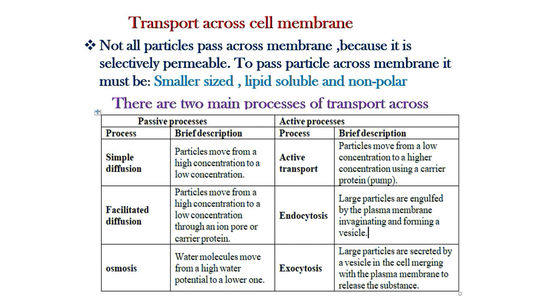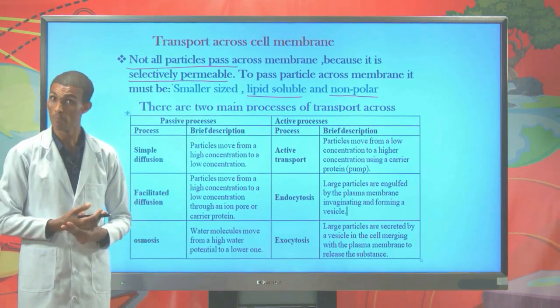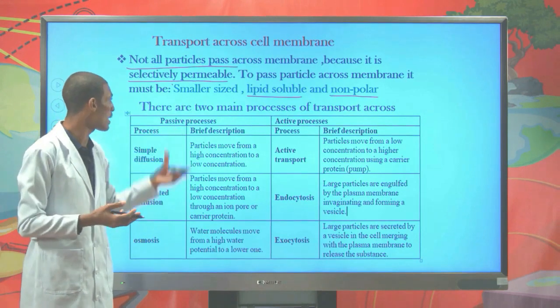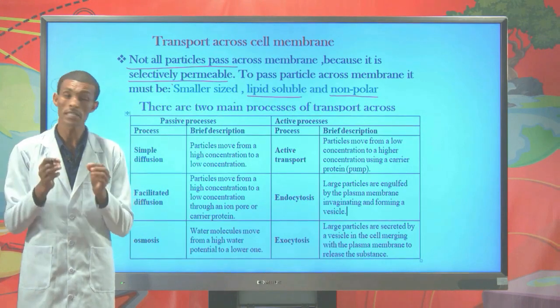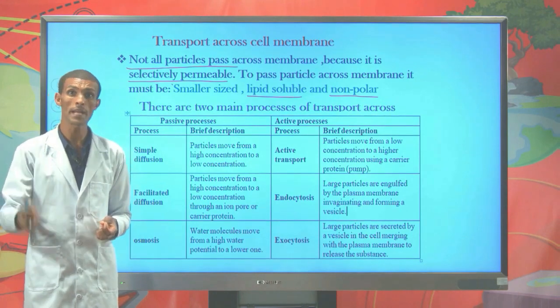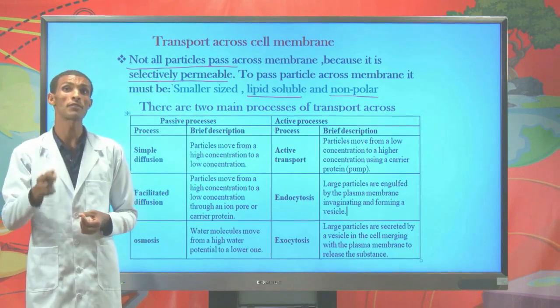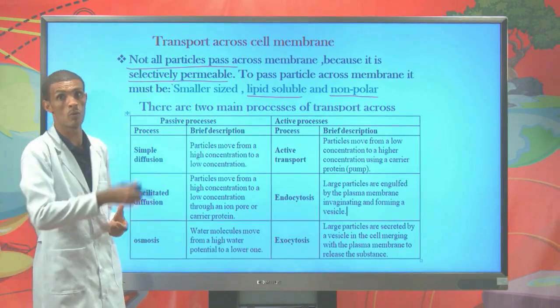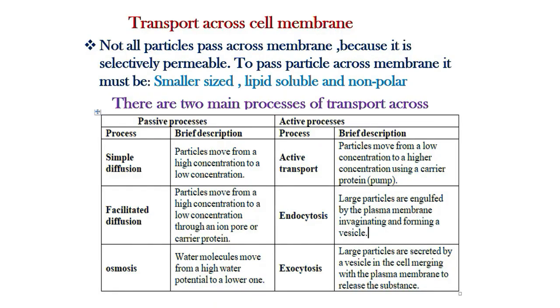Well, a passive process is a process that doesn't depend on energy expenditure from ATP metabolism. But for all passive processes to take place, they depend on concentration gradients. There must be a concentration difference. For example, if I spray a certain perfume in a class, the perfume passes from the area of high concentration to the area of low concentration until it becomes saturated and maintains equilibrium. So passive transport depends on a concentration gradient.